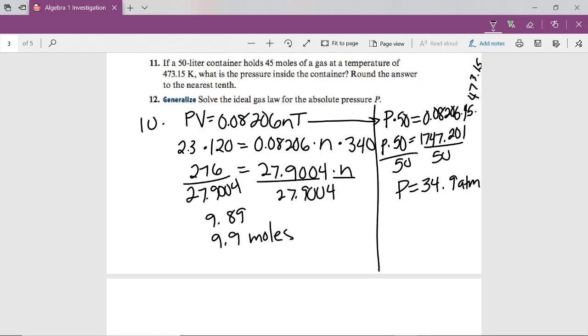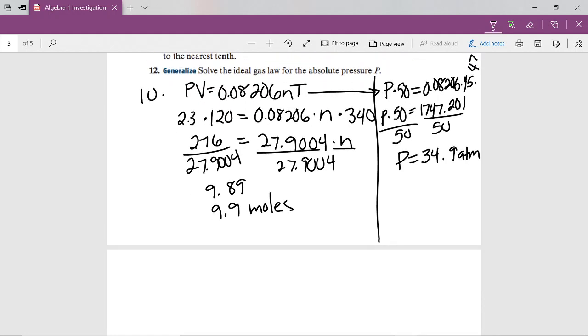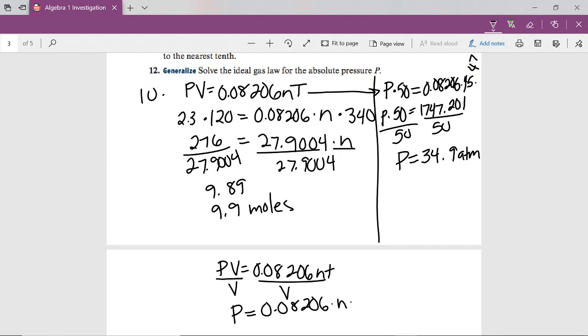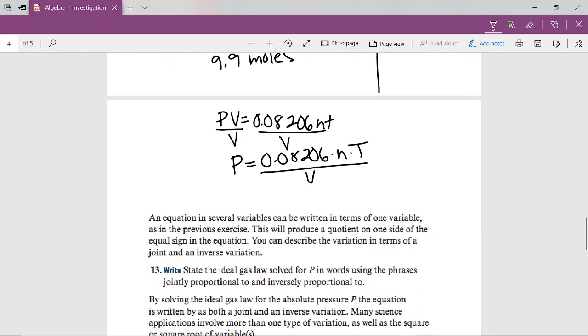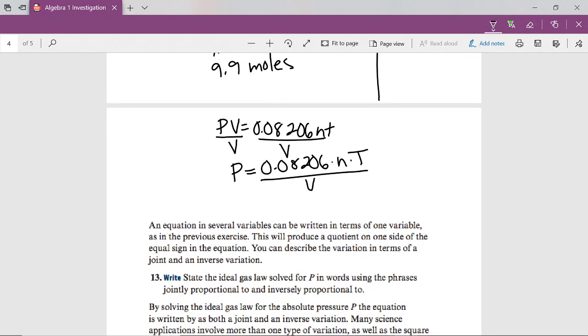Lastly, number 12, it says solve the ideal gas law for absolute pressure P. What this is asking us to do is take our original equation PV equals 0.08206 nT, and I just want P by itself. Well, that means that I am going to divide by V on each side and say that pressure equals my constant times moles times my temperature divided by volume. Okay? What we can say with this is a lot of different things.